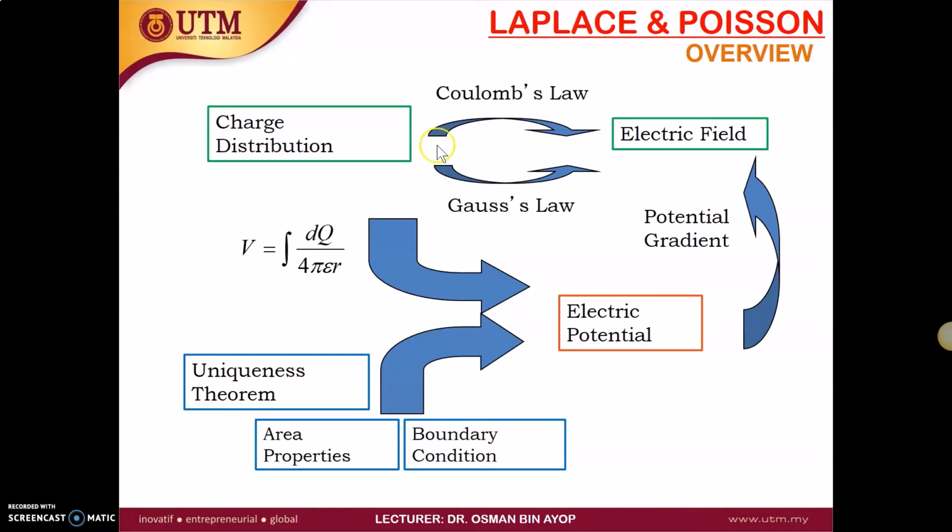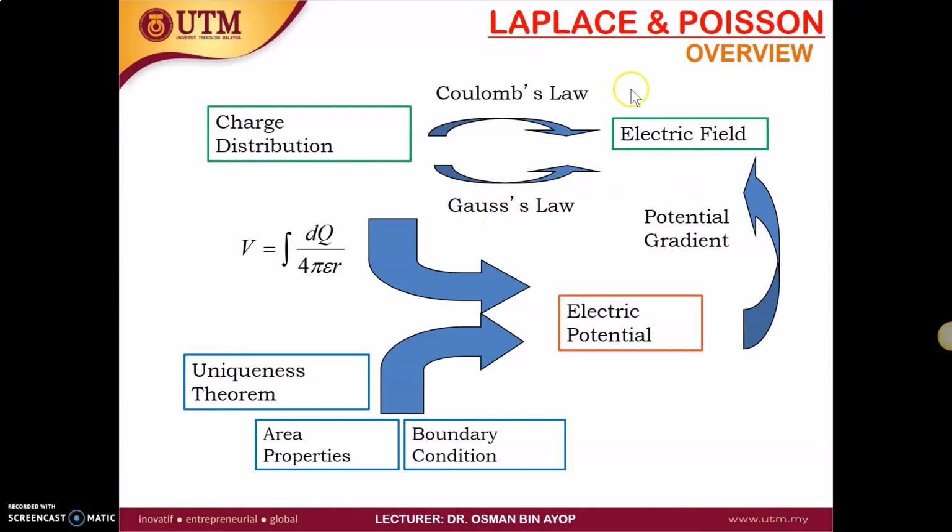We have different charge distributions, such as the point charge, line charge, surface charge, and volume charge. From the different charge distributions, we can find the electric field intensity by using either Coulomb's law or Gauss's law, depending on the case. For example, if you have finite structures, we can use Coulomb's law. If you have a symmetrical charge or an infinite charge distribution, you can use Gauss's law to find the electric field intensity.